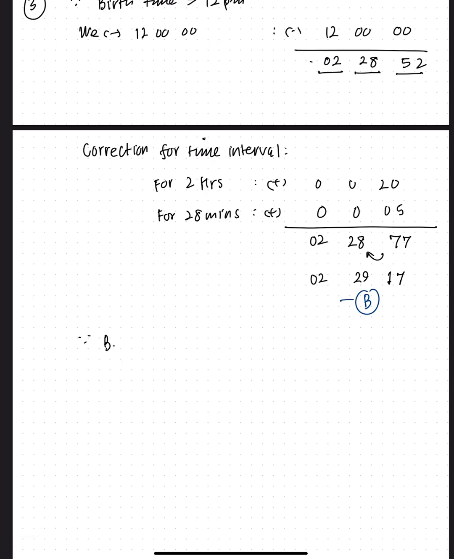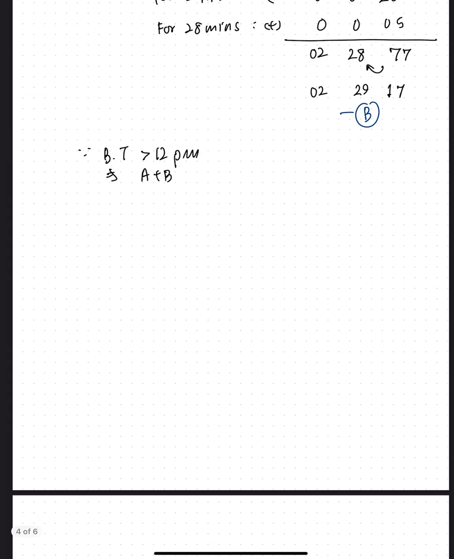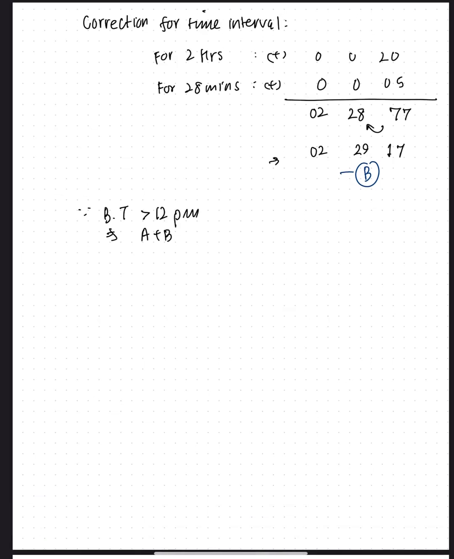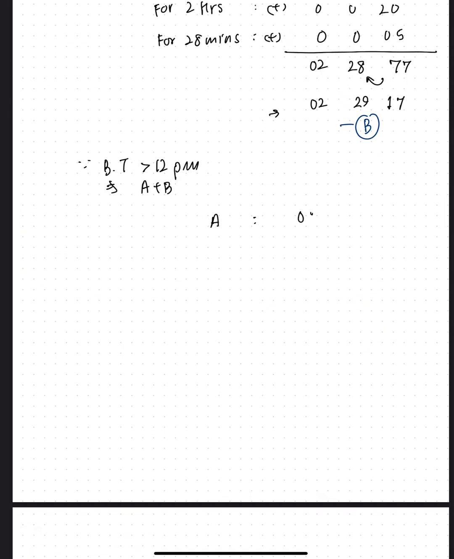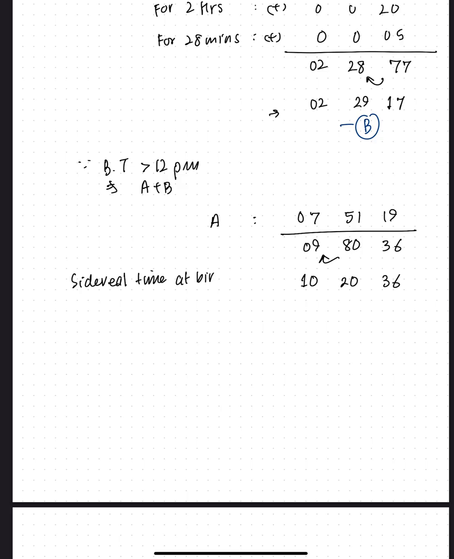Again, since our birth time was over 12 p.m., we will add these two values. We will add A and B. So we have B here. We can just add A to it. What was A? A was 7:51:19. So 07:51:19. Again, if we add, we get 36:80:09. We give 60 minutes to here, make it 10, 20, 36. This is our sidereal time at birth.